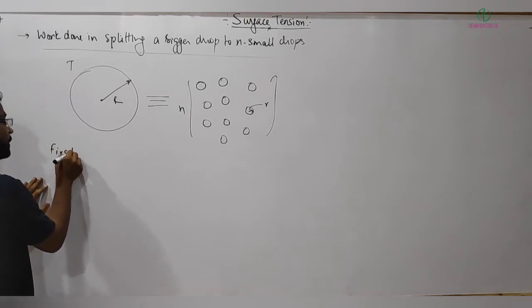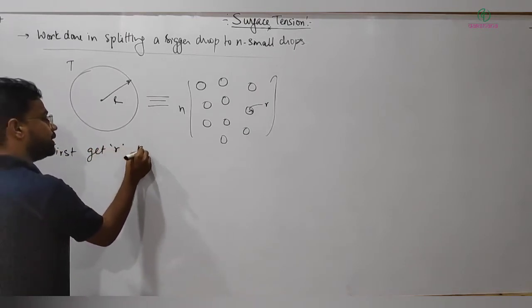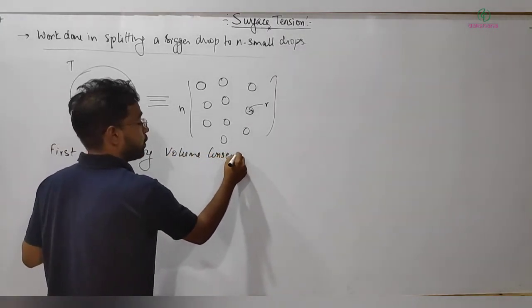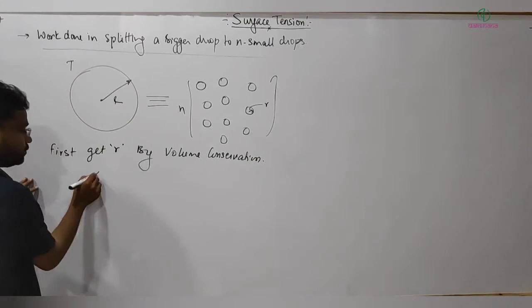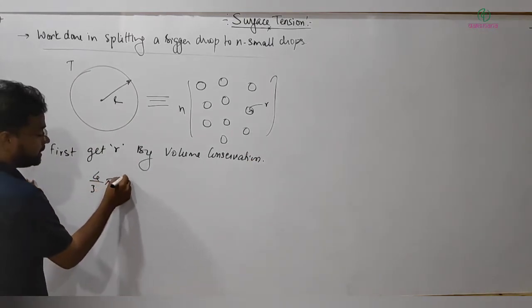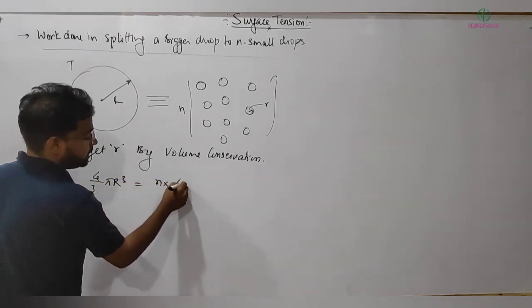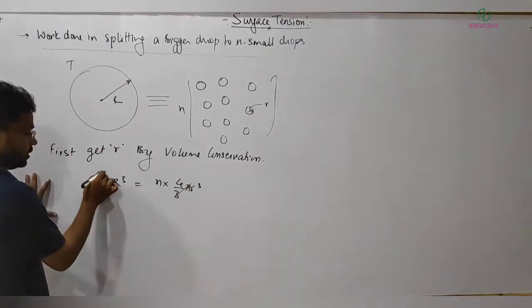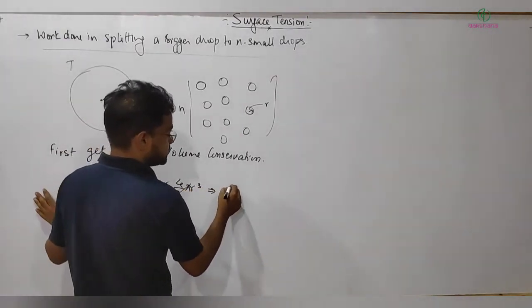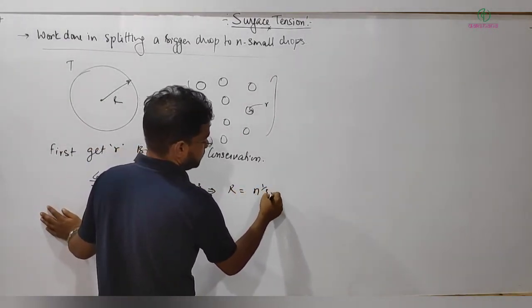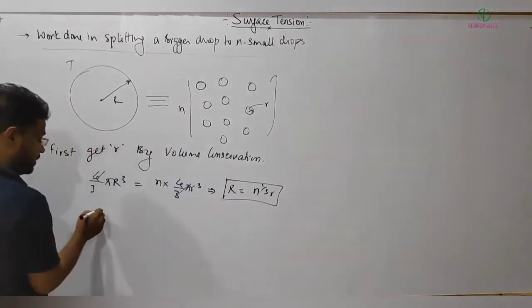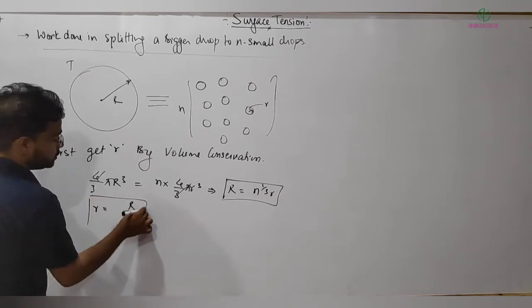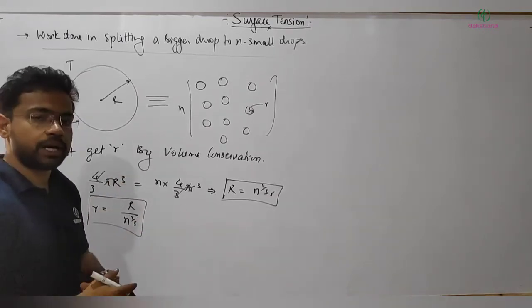So first, by volume conservation, that means 4 by 3 pi capital R cube must be equal to n multiplied by 4 by 3 pi small r cube. So 4 by 3 pi cancels, and we get capital R is equal to n power 1 by 3 into small r, or you can write small r is equal to capital R divided by n power 1 by 3. So this is the relation between small r and capital R.